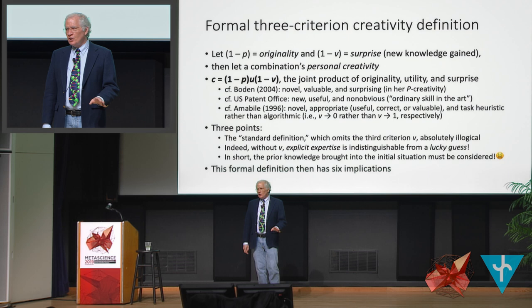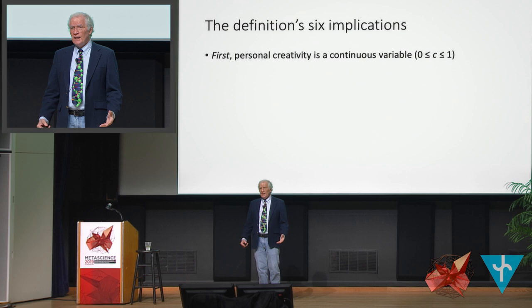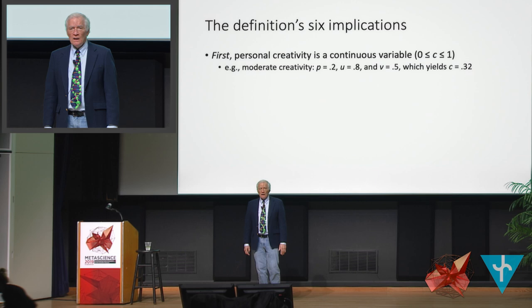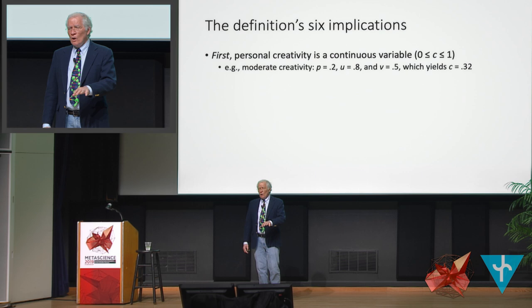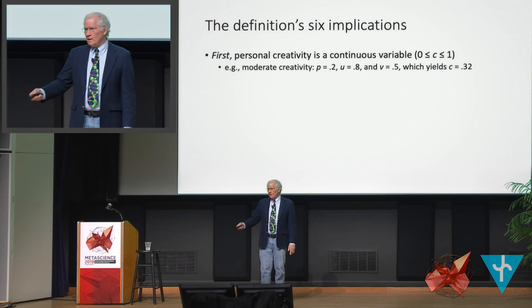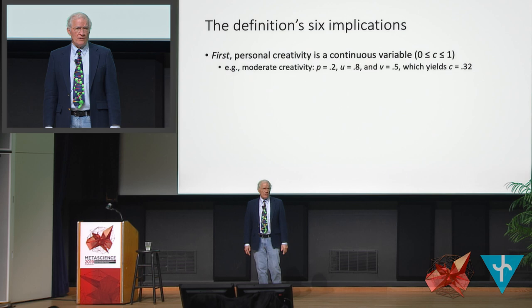This formal definition then leads to 6 implications that I think are very important to understanding the creative process in science. First, personal creativity is a continuous variable. I mean, we all know this, but it ranges from 0 to 1 according to this model, okay, from not creative at all to supremely creative. So we can talk about, for example, moderate creativity, where P is equal to 0.2, where the utility is 0.8, so it's satisficing rather than perfectly satisfactory. And we have V equal to 0.5, which means you have a pretty good hunch about this particular combination. That yields a C of 0.32, which is about a third up the hypothetical creativity scale. Okay, so that's sort of an example.